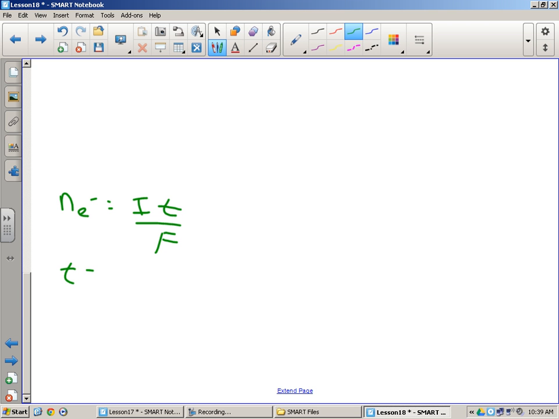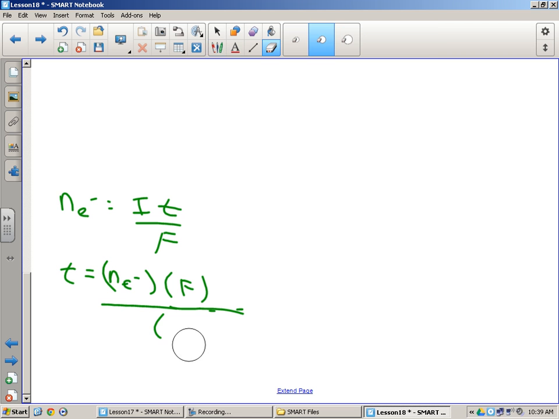Up to you guys how you wish to do this. I do my cross multiplication thing because that's what I like. So this times this, and I divide it by that. So hopefully you can come up with this here. Amount of electrons times F, divided by I, is what you should come up with, hopefully, for that to solve for T. Okay? Do that however you need to, but that's what you need to come up with.